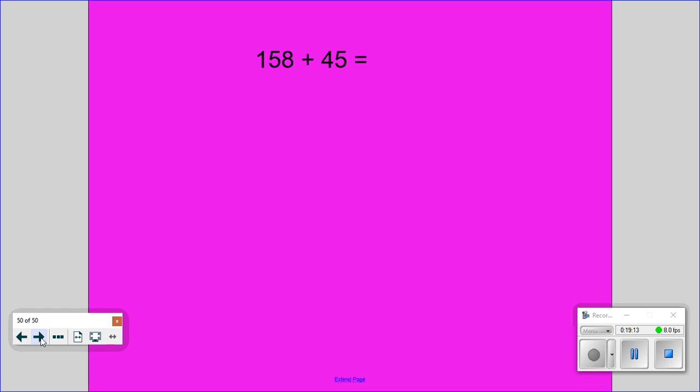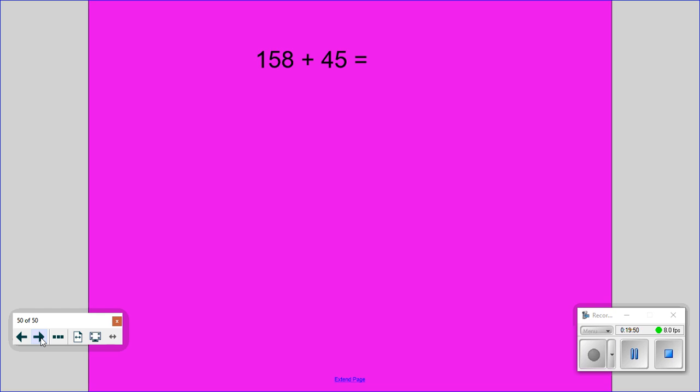Let's try this one on a number line. Go ahead and write that equation. It is 158 plus 45. Now, when I look at that, 45 is too large of a number for me to count on. Right? Yes, the answer to that question is yes. I'm not counting on 45. That'll take forever.